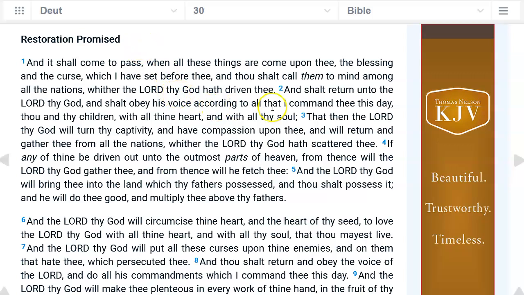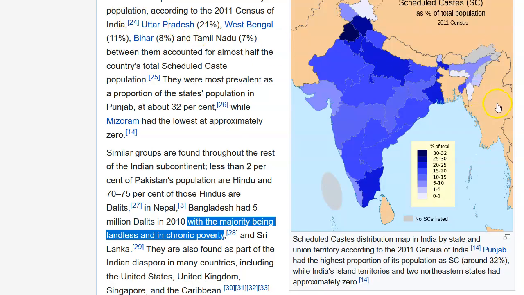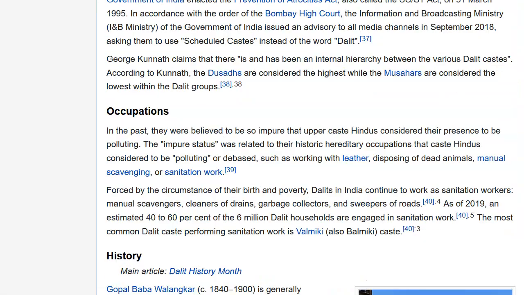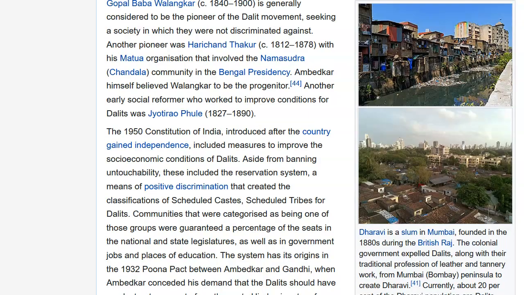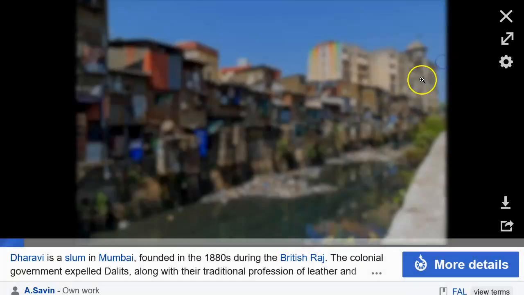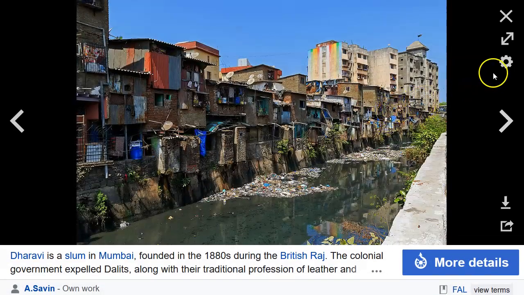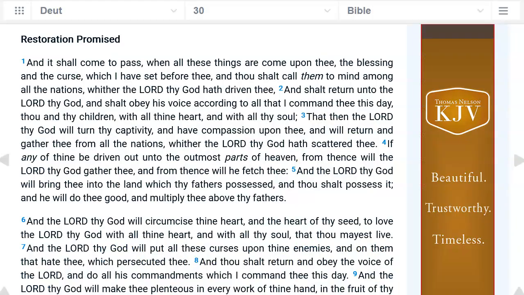And he says here, I will go to verse 3, no, I'll start at 1. And it shall come to pass when all these things are come upon thee, the blessing and the curse. If you ask me, it looks like the untouchables are under a curse. I mean, look at this, man. Is this how they're living? That looks like a curse to me. I've seen people living like that in Thailand too.